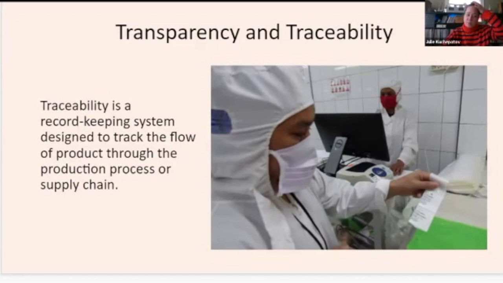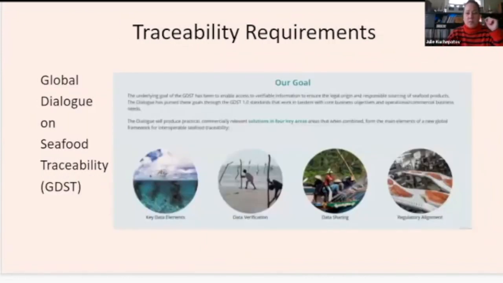I'm going to talk about some traceability tools that are out there in the world. We've already talked about certifications and standards. There is now a new standard around traceability, and the organization that put it out is called the Global Dialogue on Seafood Traceability, or GDST for short.